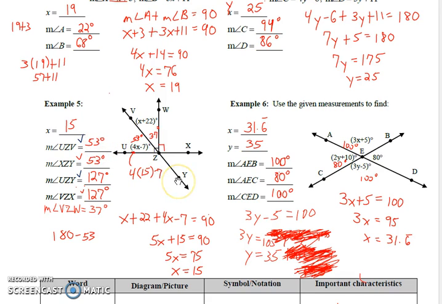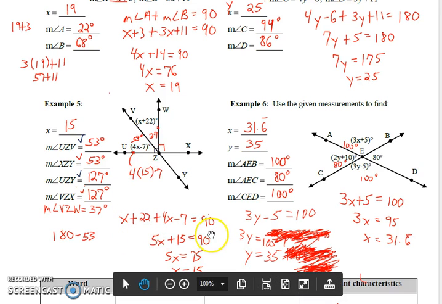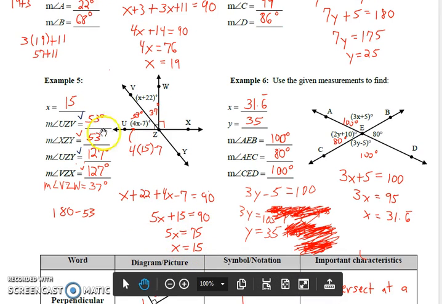So example 5 and 6 get a little bit trickier. First thing we want to do is try to solve for x. What you're supposed to notice here is the angle UZV, defined as 4x minus 7, and angle VZW, x plus 22. Those two angles are next to each other, and they're forming this right angle here. That's what the marking means. So that means that this angle plus this angle are complementary. They equal 90. So I set them equal to 90 degrees, and I solve for x.